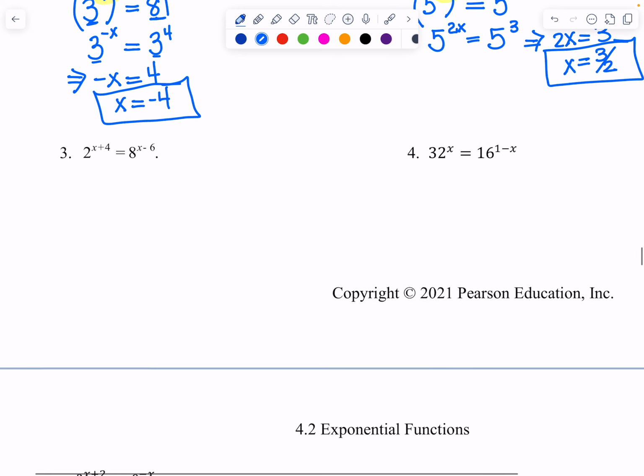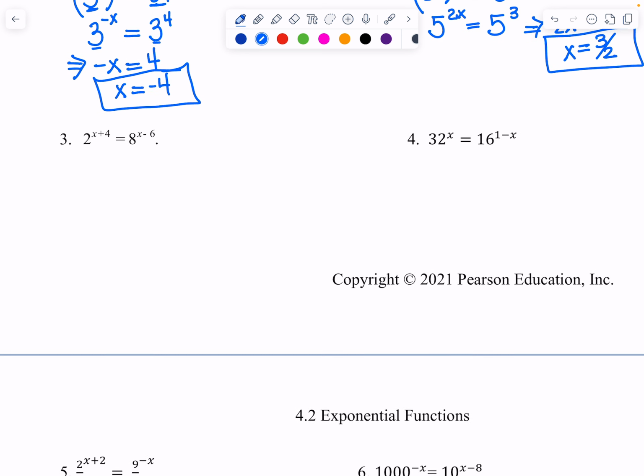Hope you're following along, okay? Next one, you all. Number 3. I have 2 raised to the x plus 4, and then I have 8 raised to the x minus 6. We got to get the same base on each side.